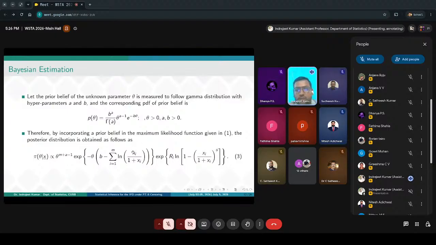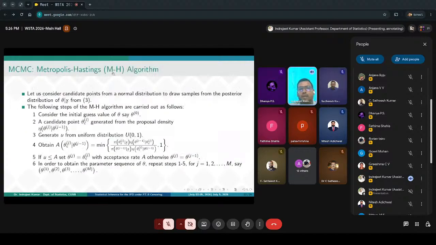And this posterior distribution is not in a closed form, so we can use any iterative method, a Bayesian iterative method. For this particular problem, we have taken the MCMC technique, followed by the Metropolis-Hastings algorithm. In this case, we can make inferences based on sample-based information, that is, sample-based computation and estimation.